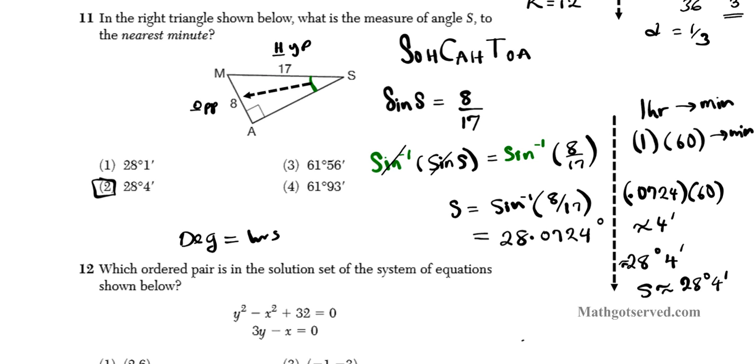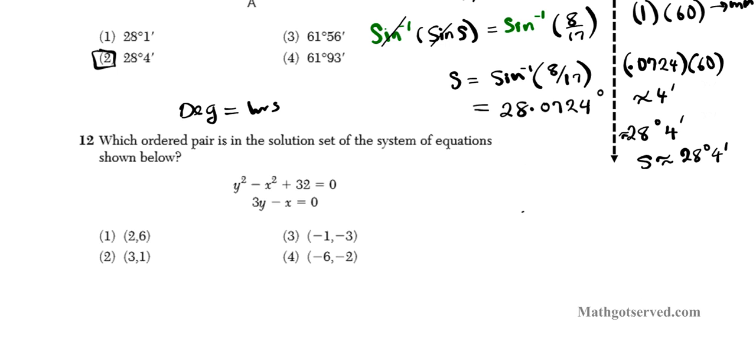All right, let's shift our attention to number 12. It says, which ordered pair is in the solution set of the system of equations shown below? So we might have more than one solution. All that we care about is which of these is part of that solution set. Okay, so that's the question here.